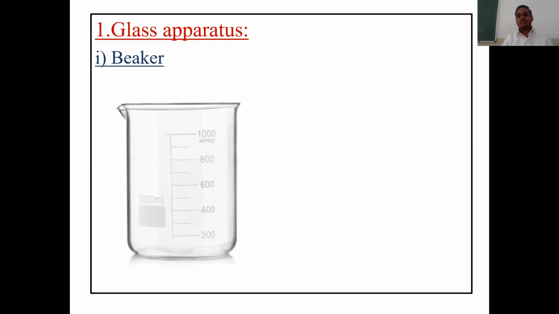In this one, you can see the image. The glass apparatus of this type, we call it a beaker. If you look at this properly, you can see that at one side there is a beak, isn't it? Hence this glass apparatus, we call it a beaker, and the main use is to collect liquids. Okay, we use beaker to collect liquids.